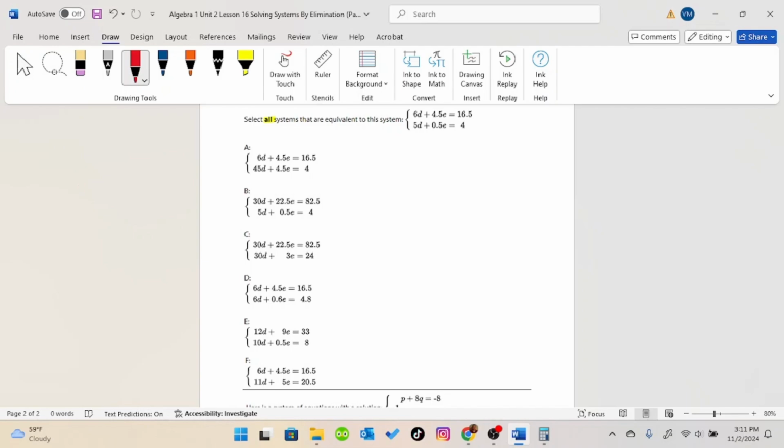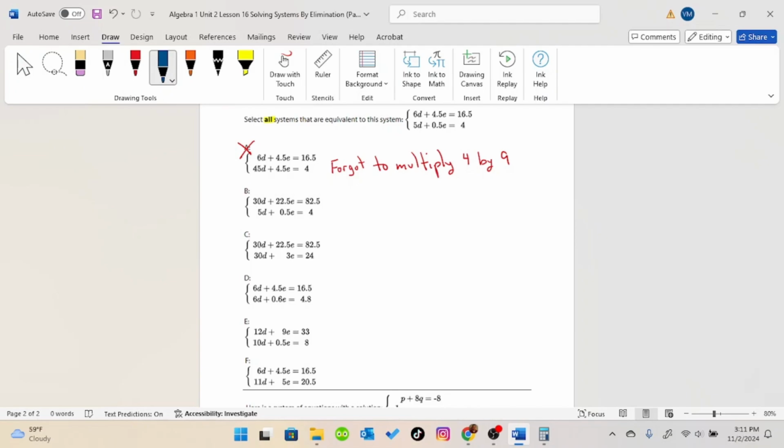But we maintained the 4 on the right side. So they forgot to multiply 4 by 9. So A is not an equivalent system.